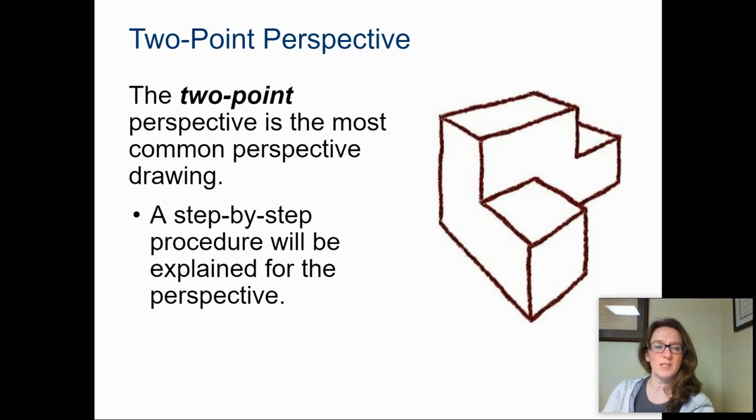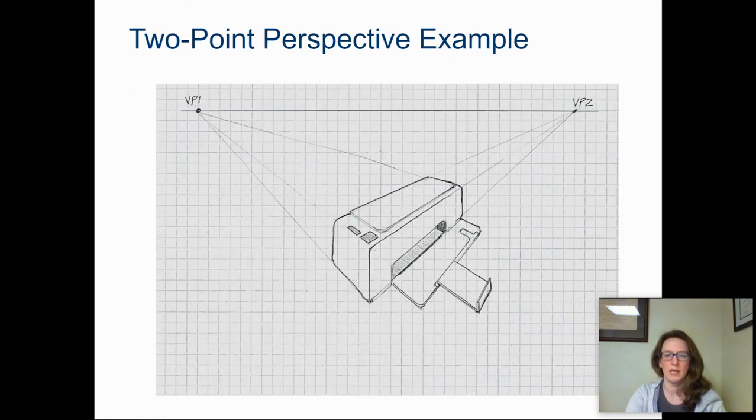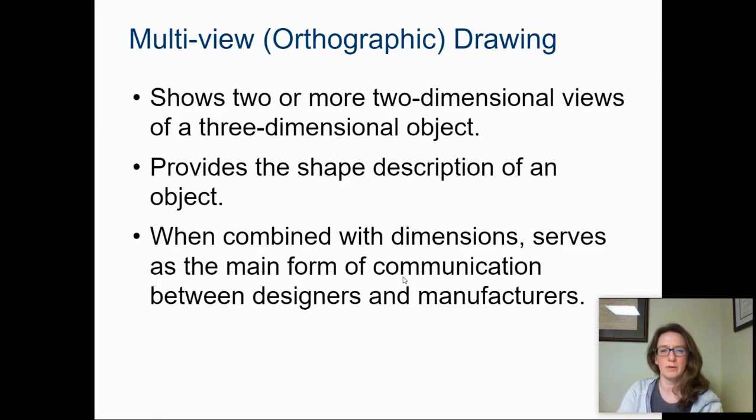All right, now 2-point perspective. 2-point perspective is the most common perspective type of drawing, and we are not going to actually draw that together today, but I can show you what that looks like. So this is a picture of what looks like an inkjet printer. Right, there's the lid, there's the buttons, there's the little paper tray thing where the paper comes out. We have the horizon line, vanishing points 1 and 2, and then we draw the lines out.